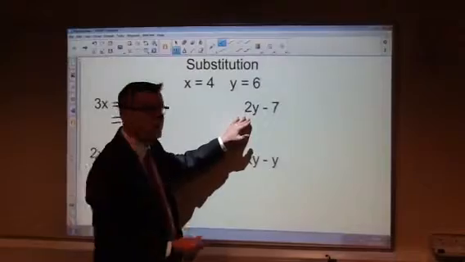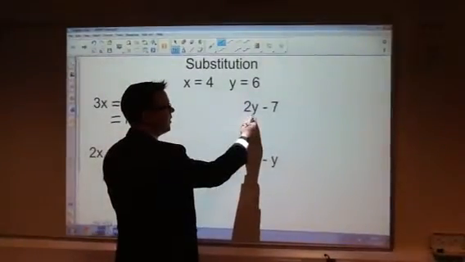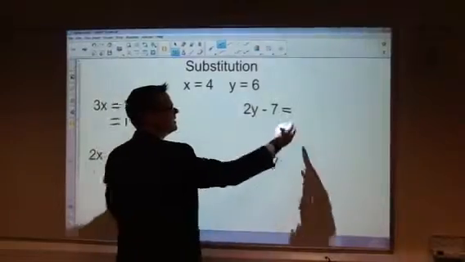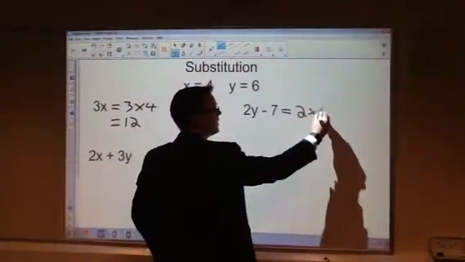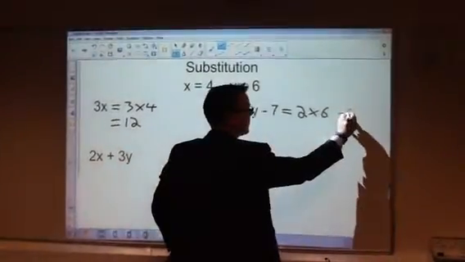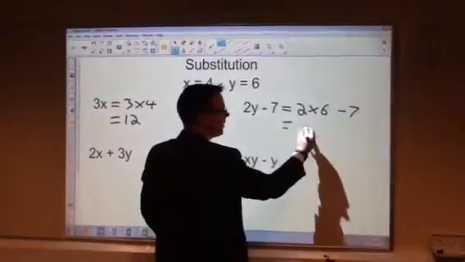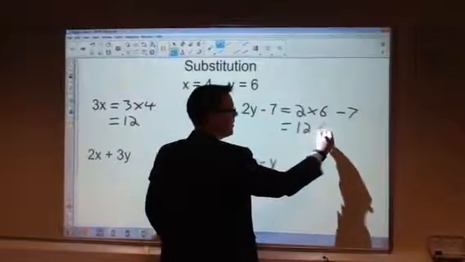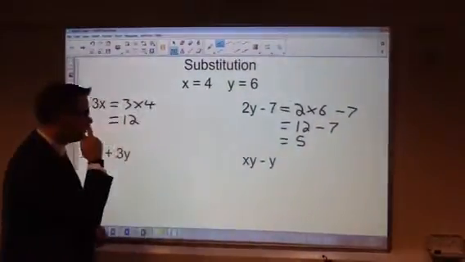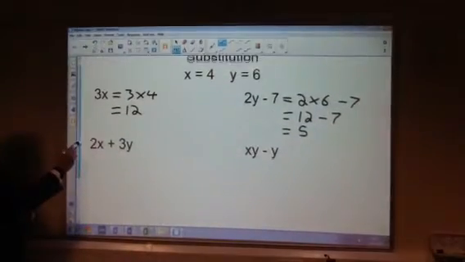This one's a bit more complex because there's 2 things to do. 2 times y minus 7. Y in this case is 6, so we do 2 times 6. We substitute the 6 in for the y, take away 7. 2 times 6 of course is 12, minus 7 is 5. Nice and simple.